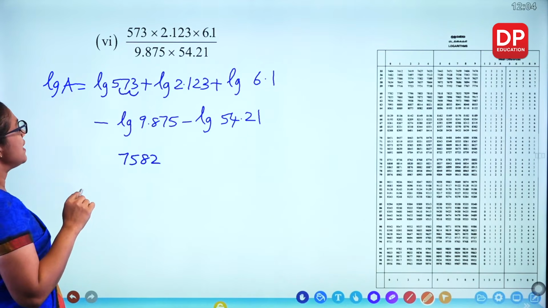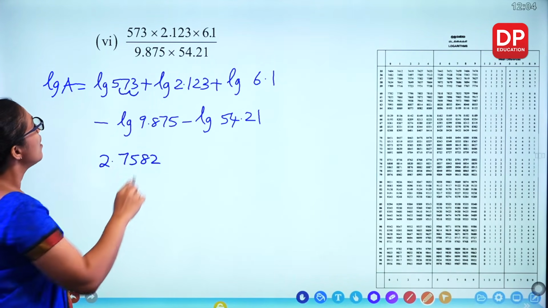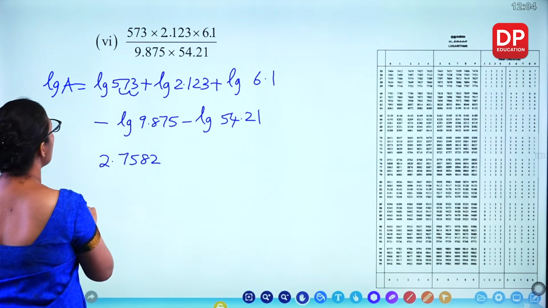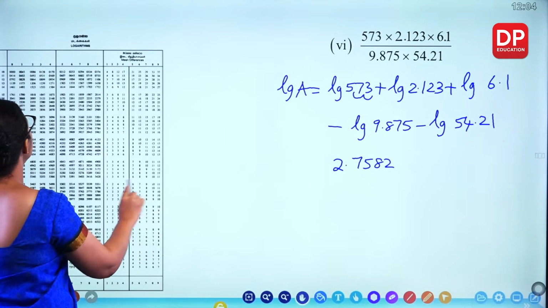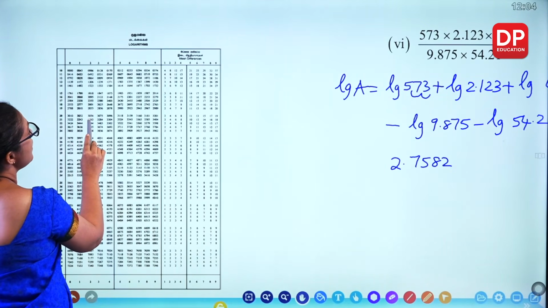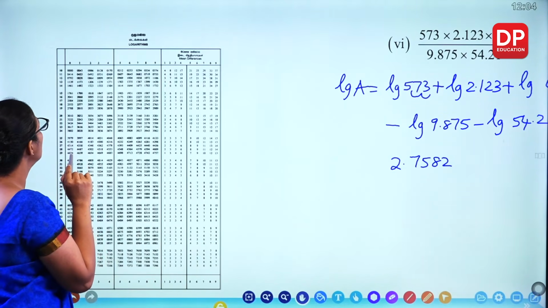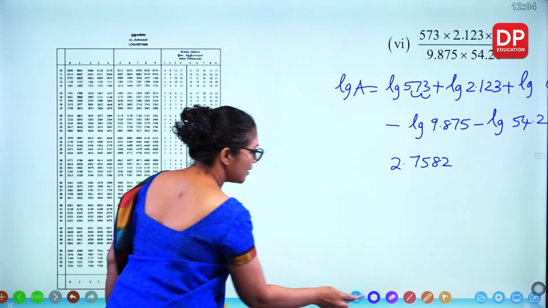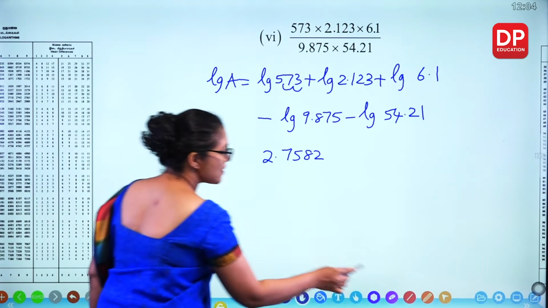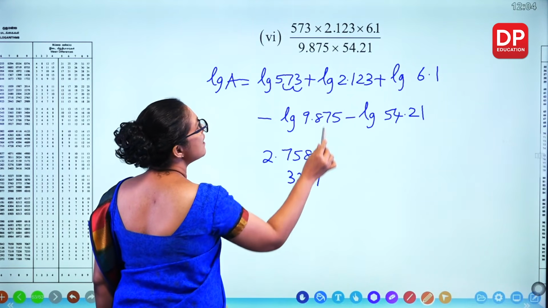75.82. That's 570 something. That means 2 places. So characteristic is 2. 21.23 from the first one. 21, 2 and 3. 3 is 6. So you need to add 6. 32, 69. I'll write here 32, 69.